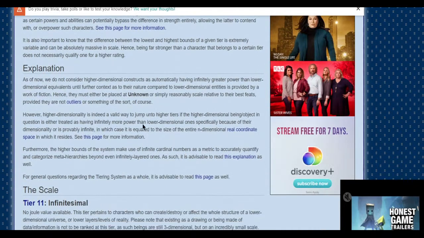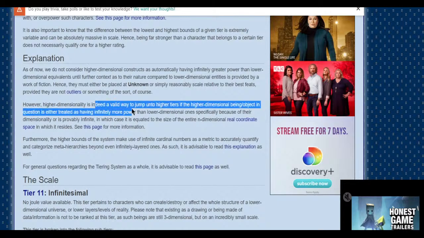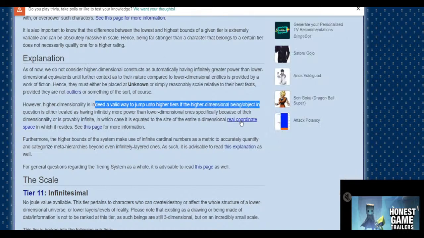Now, this is what they're talking about. High dimensionality is indeed a valid way to jump into high tiers. If a high tier object, and now they do use the term real coordinate space in which it resides. Now look at here. Let's read this carefully.